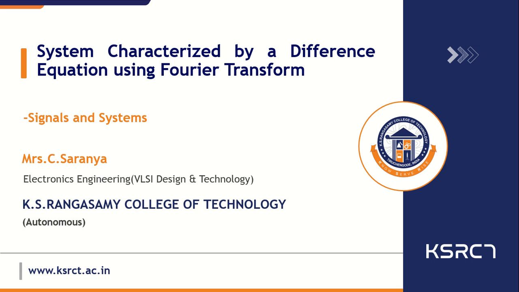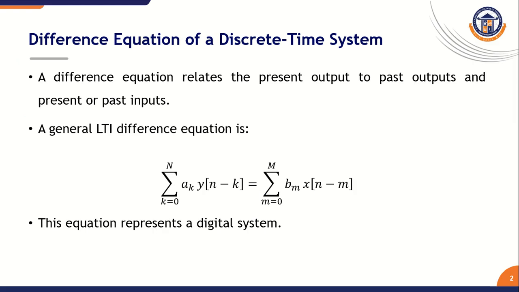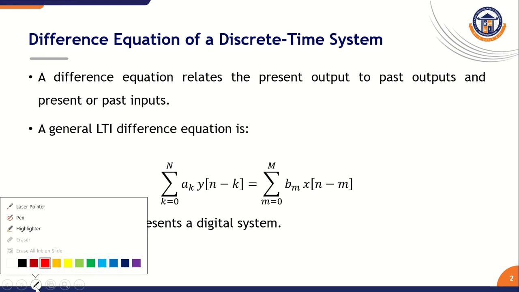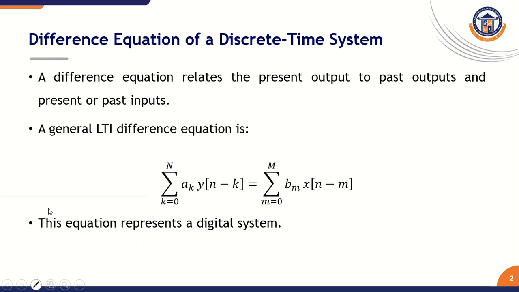Welcome to the lecture on system characterized by a difference equation using Fourier transform through the course signals and system. This topic is very important for understanding digital filters and signal processing systems. A difference equation mathematically represents a discrete time system. It relates the present output to past outputs and present or past inputs.